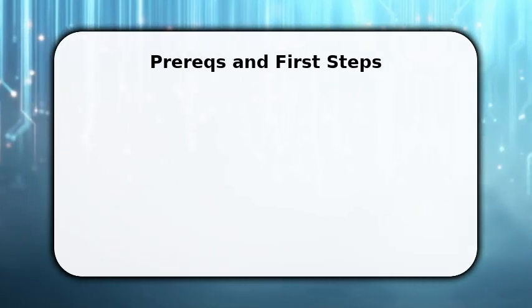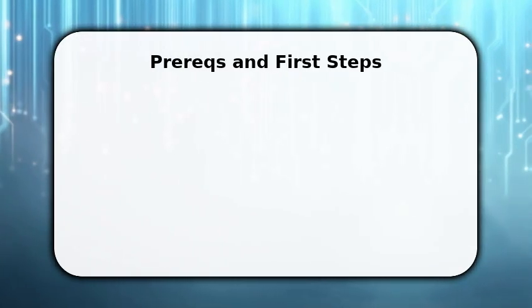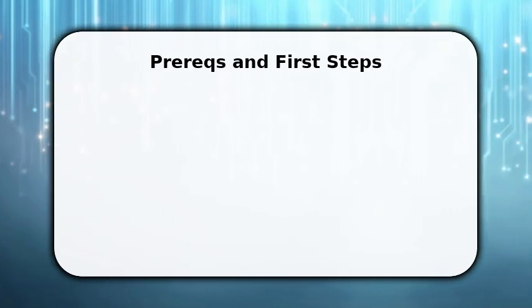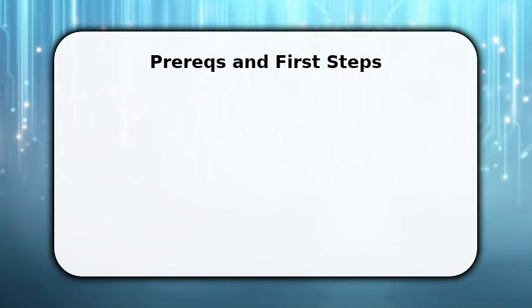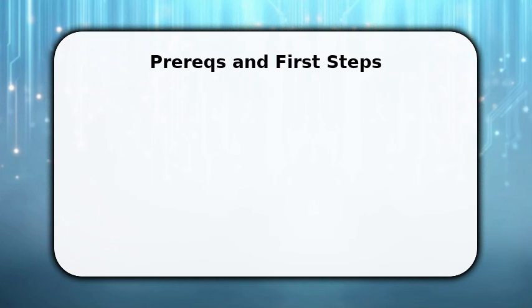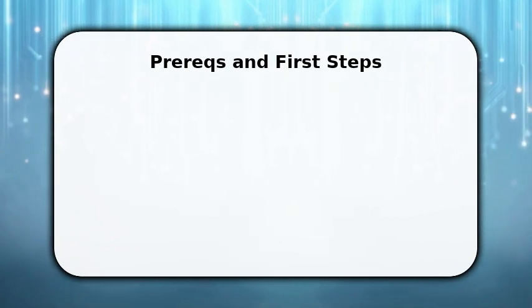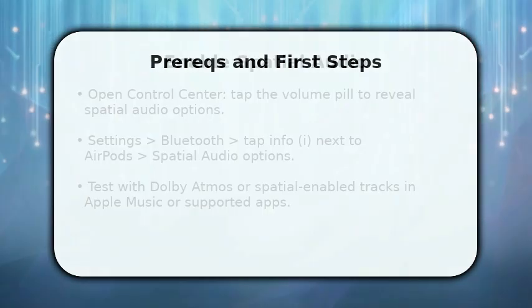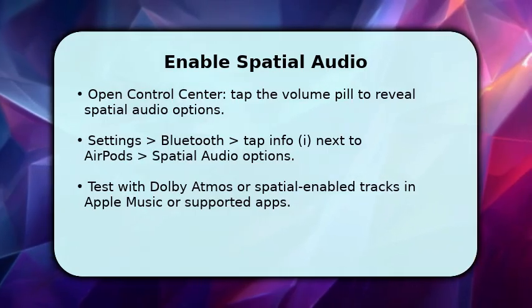Turn on Bluetooth and hold the AirPods case close with the lid open to begin pairing. You'll see the pairing animation. Tap Connect. This first step establishes a fresh, clean connection so spatial audio features can be configured without legacy pairing issues. Next, configure spatial audio directly.